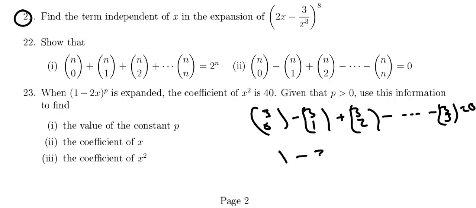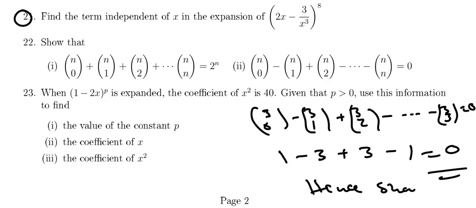This will be 1 minus 3 plus 3 minus 1, I mean. This is supposed to be a 1. You'll see that this actually ends up giving us a 0, hence shown. So this is basically what we have. Yeah, so this explains number 22.